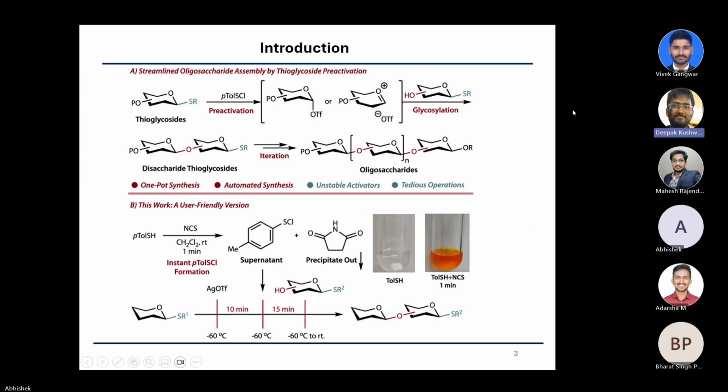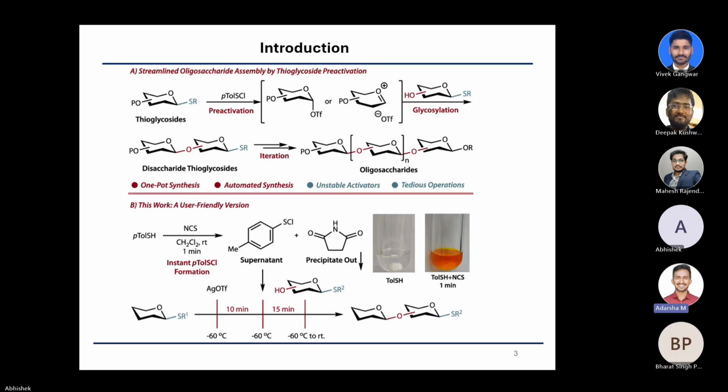So in this reaction sequence, whatever they are showing, they have taken their thioglycoside with SR1, and then they are adding silver triflate at minus 50 degrees Celsius. After 10 minutes, they are adding this supernatant, whatever they prepared before, at minus 60 only. And then after 15 minutes of that, they are adding the acceptor, containing the thioglycoside thio moiety, but then they leave it to come to room temperature, and in that process it is getting coupled.